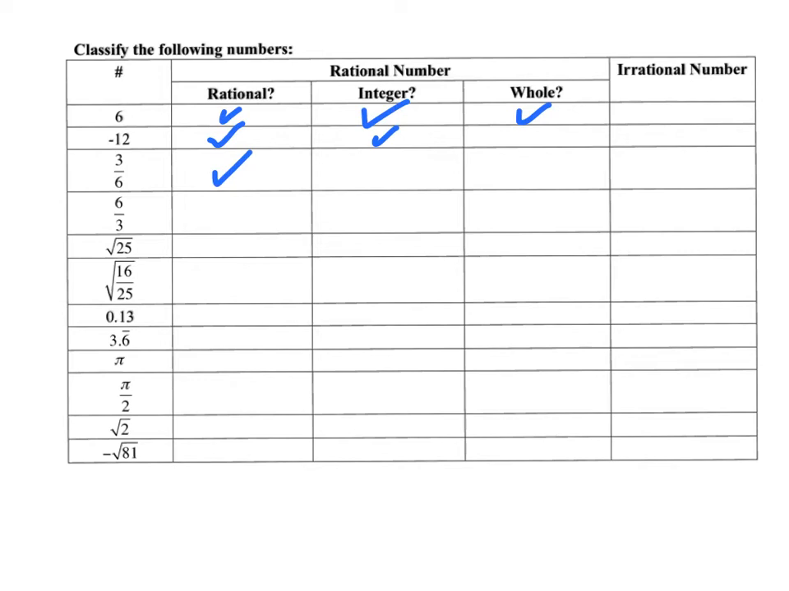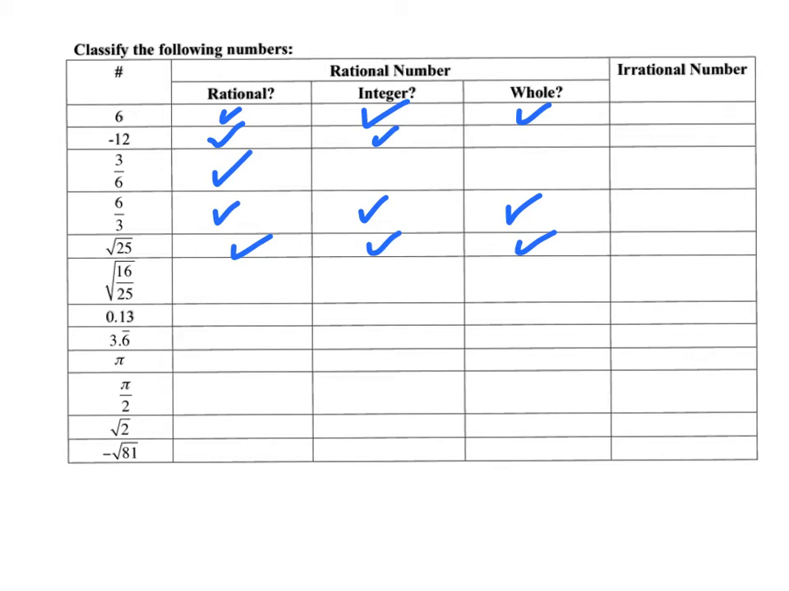6 all over 3 can be simplified down to 2. That is a whole number, and whole numbers are also integers, and whole numbers are also rational numbers. The square root of 25 is a perfect square because 5 times 5 is equal to 25. So again, it's a whole number, and whole numbers are considered to be both integers and rational numbers.